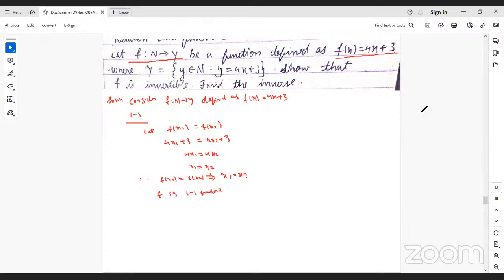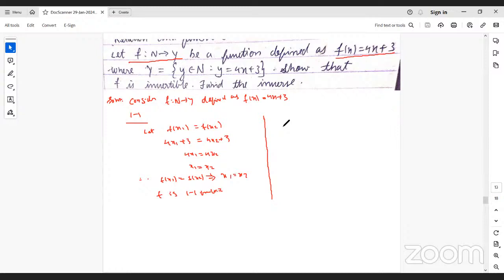Okay, it is a one-one function. Now, to check it is invertible, we next need to prove it is onto also. This is the first step we need to do. So we have shown x1 is equal to x2. Next we need to show it is onto.